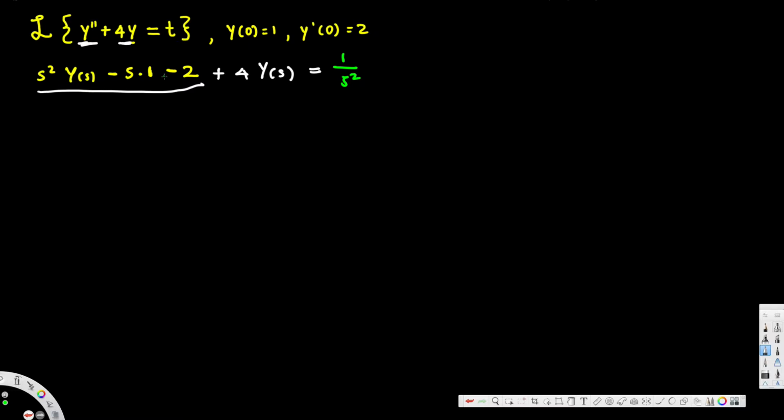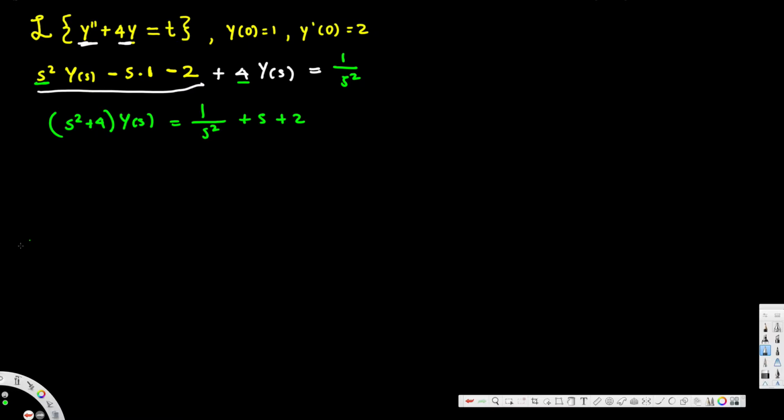Okay, now we have found the Laplace transform. Now the next thing is we have to combine all the Y of s terms. If you combine, here we have s square and here we have 4, so s square plus 4 times Y of s, and the other terms I'm going to bring to the other side. First we have 1 over s square right here, and if I bring this s to the other side, that's going to be plus s, and if I bring this 2 to the other side, that's going to be plus 2, and that's it, plus 2 and plus s.